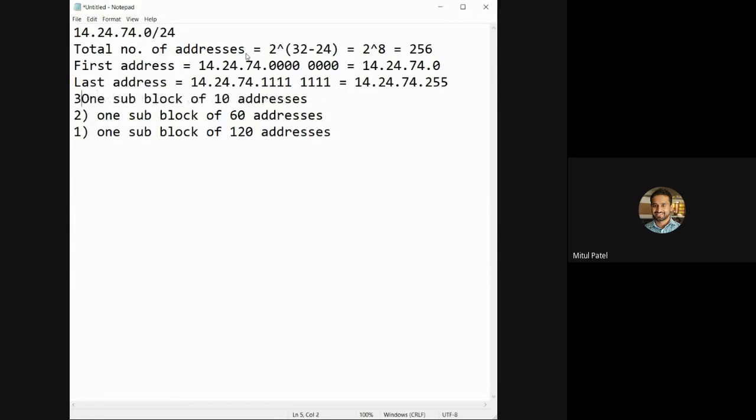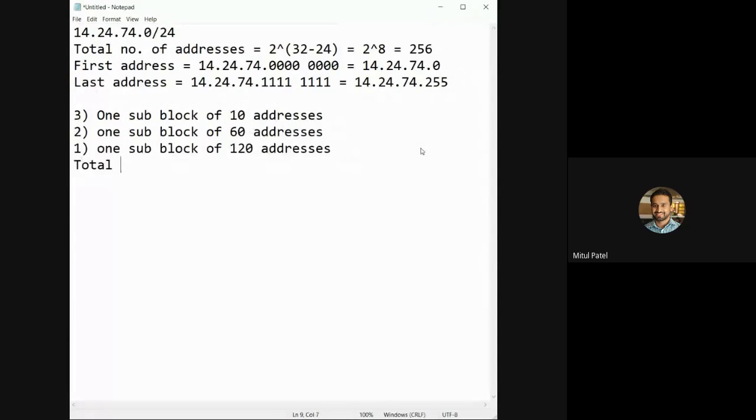So we'll start from the first block, that is one subblock of 120 addresses. Our first condition is that the number of addresses must be a power of 2. Here we have a requirement of 120, so we have to allocate a total of 128 addresses. So the total number of addresses will be 128.